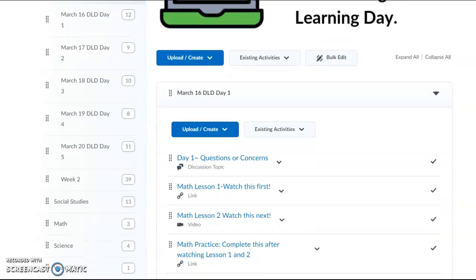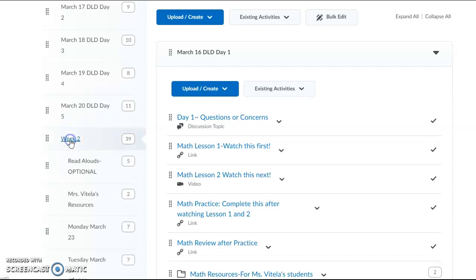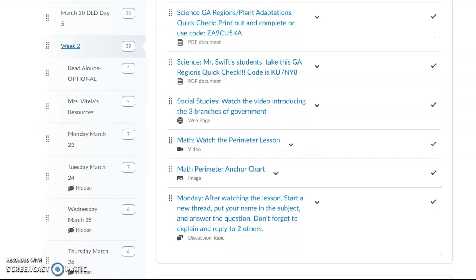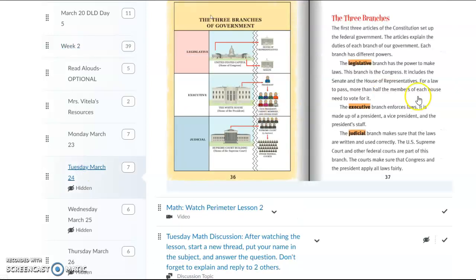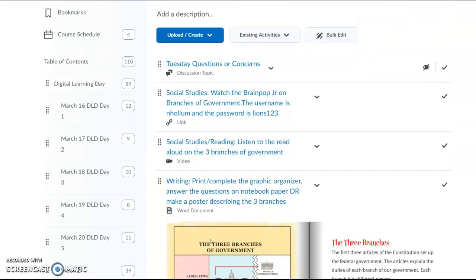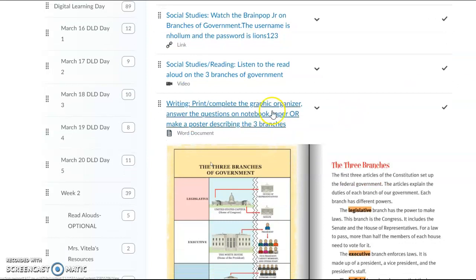And then you're going to scroll down until you get to week number 2. You're going to click on week number 2, and go down to where it says Tuesday, March 24th. Once you're there, you're going to look for the writing assignment. The writing assignment is right here.